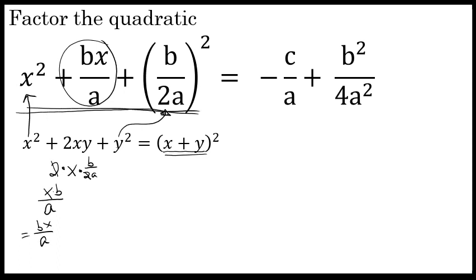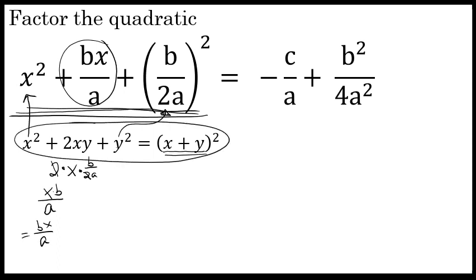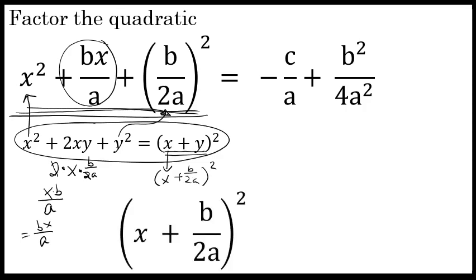So the quadratic on the left side of the equation does fit this form, so I can factor it as a perfect square. I can factor it as a quantity squared. The x will be the first term inside the factored quantity squared, and the second term will be the b over 2a. X squared plus bx over a plus b over 2a squared factors to exactly x plus b over 2a squared.